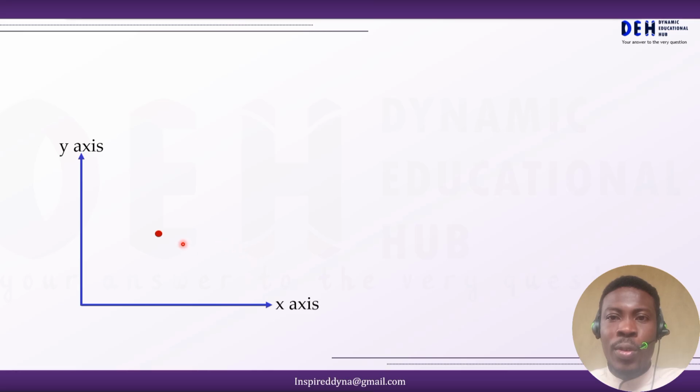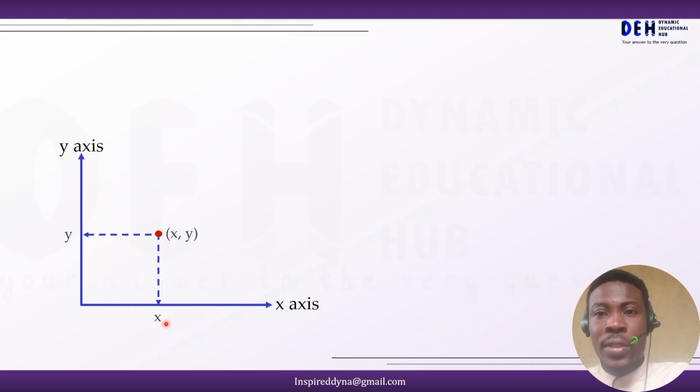Then you are going to draw a vertical line downward to the x-axis. You draw a horizontal line towards the y-axis and a vertical line towards the x-axis, and you read off your readings on the y-axis and x-axis. So you are going to call out the coordinates x, y. Now these x and y are real numbers. So this is the rectangular or Cartesian coordinate.